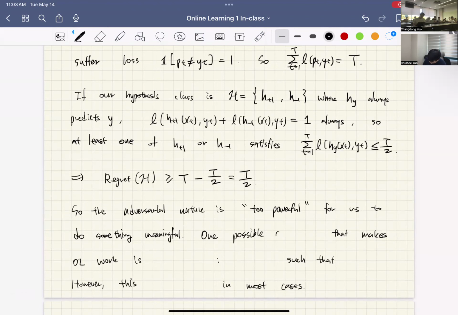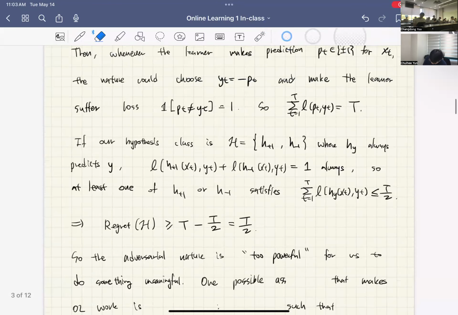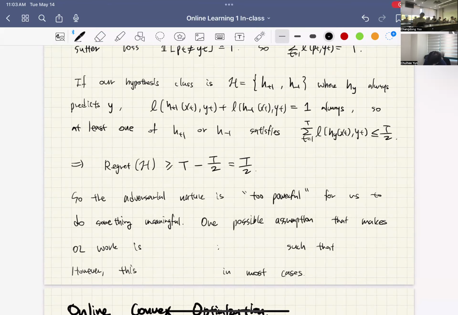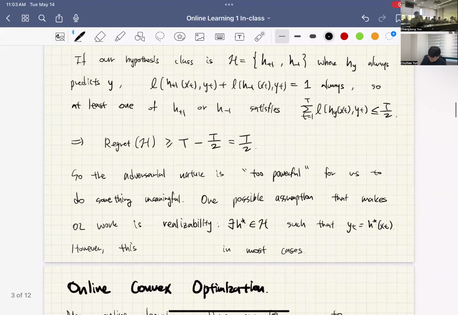Okay? One possible assumption, which I believe you have already seen, that makes online learning work is called realizability. Realizability is an assumption that requires that there exists a hypothesis H star inside our hypothesis class such that this hypothesis is the true answer. Okay? So YT is always equal to the prediction by H star. In this case, we can show that for a finite hypothesis class, the regret is a constant in terms of T.